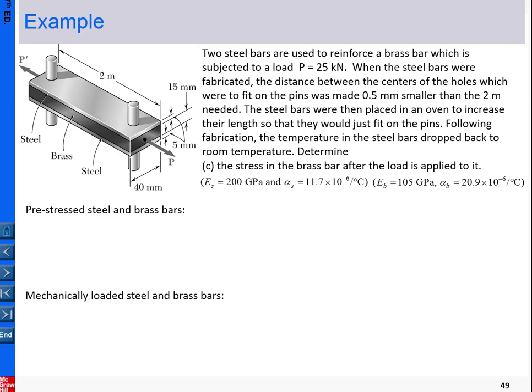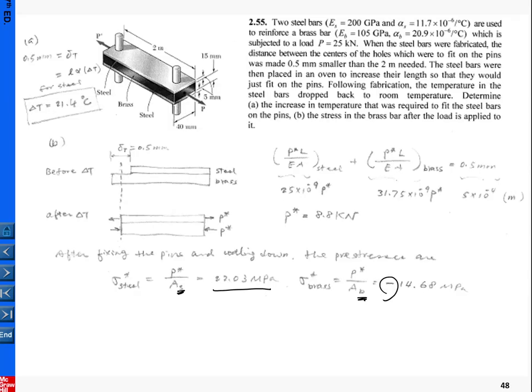Then the follow-up question is this: if we want to use the material to carry certain mechanical loading, for example here we want to carry a mechanical loading of 25 kilonewtons, we want to determine the total stress in each material. The total stress comes from the thermal stress. That is the thermal stress we calculated in the previous example here.